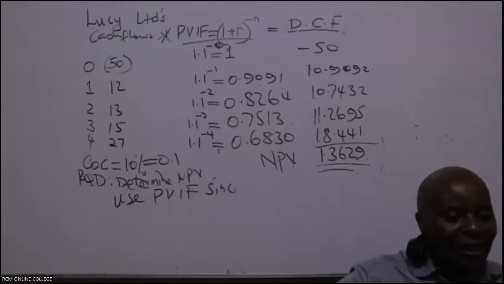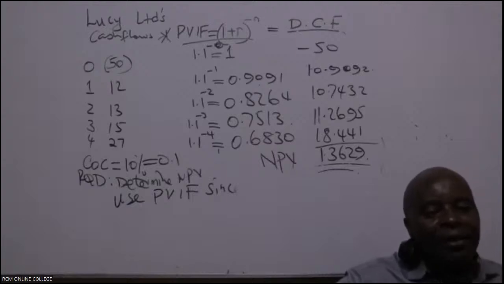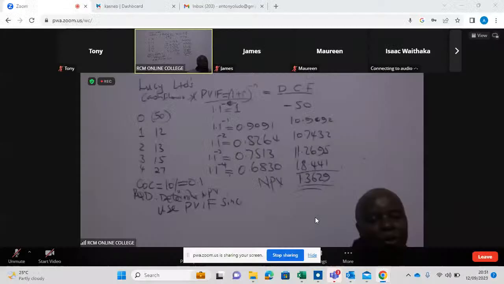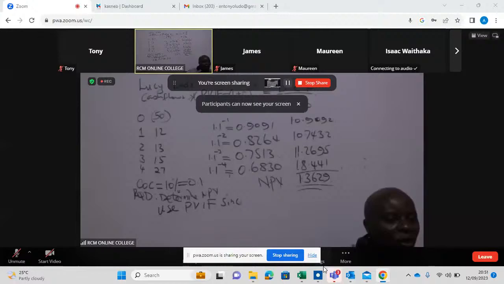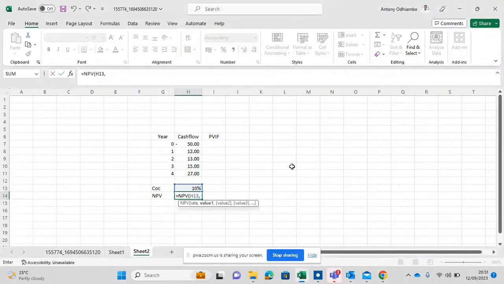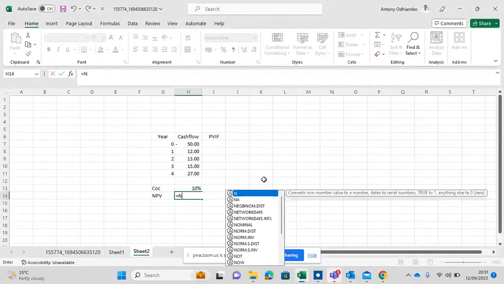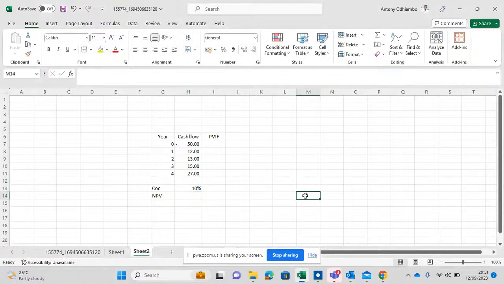Before he gets to know how to share the screen, is there anybody else? Tony, thank you very much. Now share your Excel. One thing that I love about Tony's work, he has been able to copy. He has got year 0 to year 4, don't rub anything. He has got cash flows so nicely, and then he has the cost of capital, which is 10%.